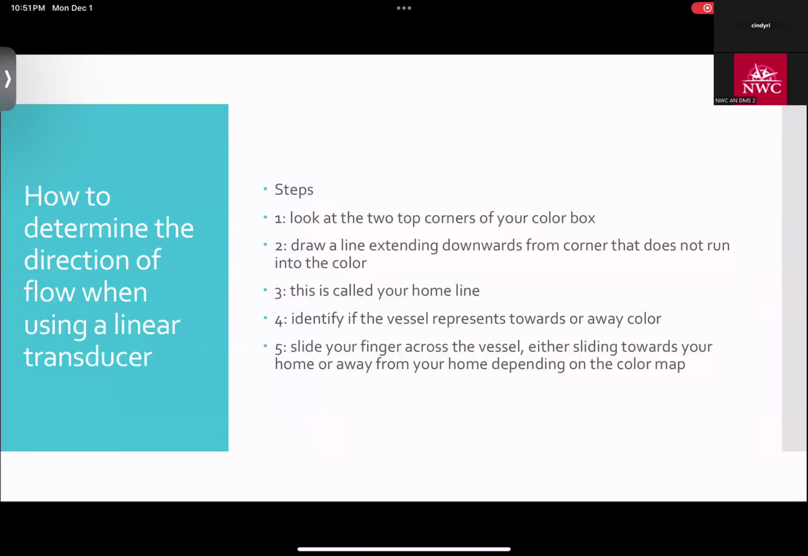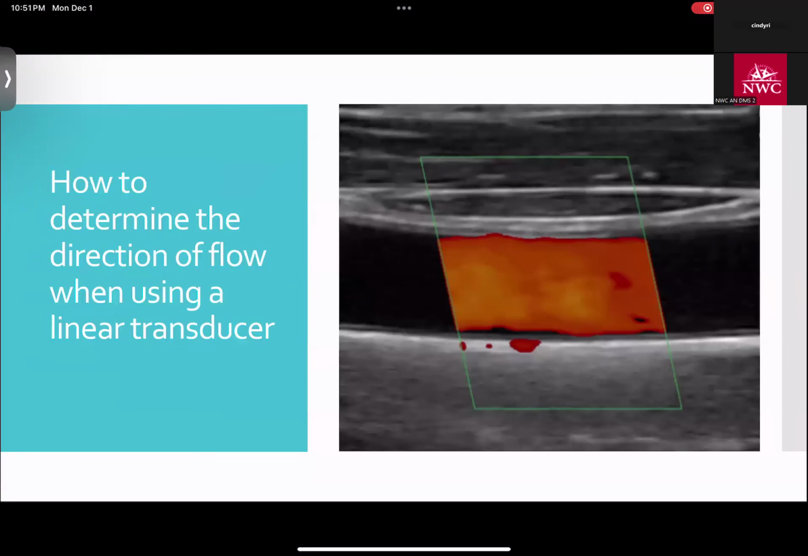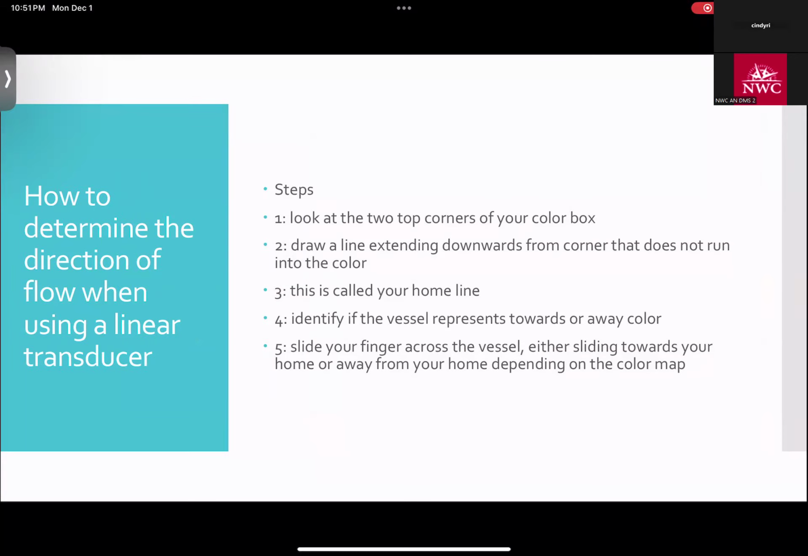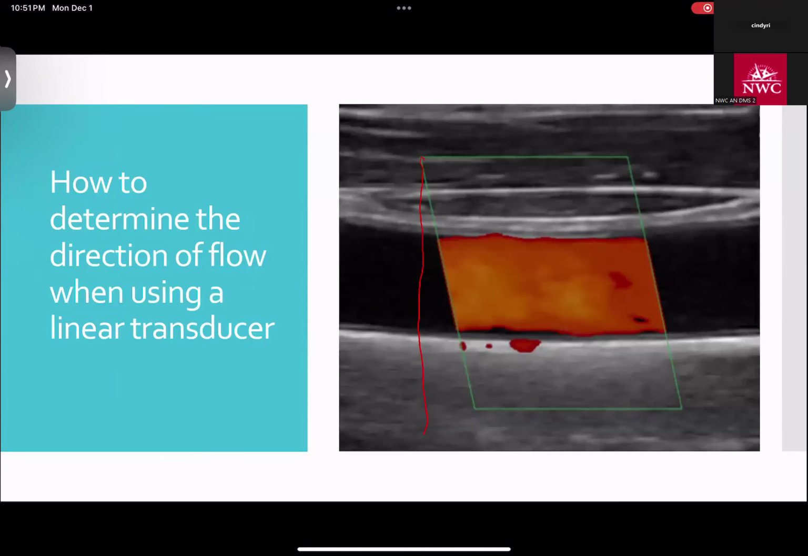Then it says, draw a line extending downwards from the corner that does not run into the color. If I draw a line coming down from this corner, that line would have to pass through the color. Therefore, I'm going to draw a line extending down from this corner because that line will not run through the color. Number 3, this is called your home line. So that line is now called my home line.